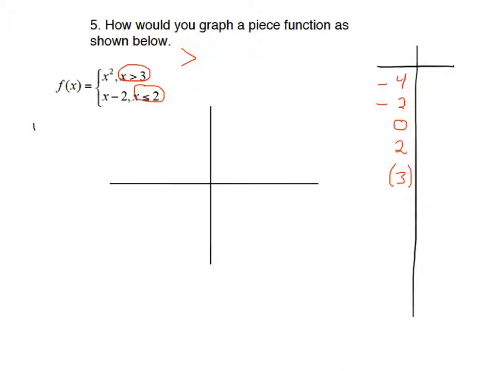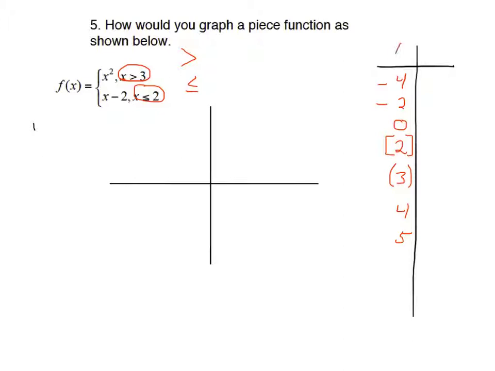Now notice at the 2 right here, it is less than or equal to. So I could put a bracket around that, indicating that I'm going to have a dot on that one. It started at 3, and you could go 4 and 5, and probably don't need to go any higher than that because it's getting way large.